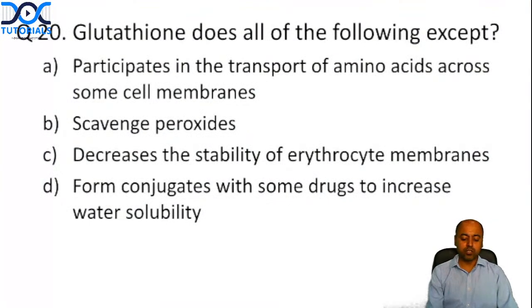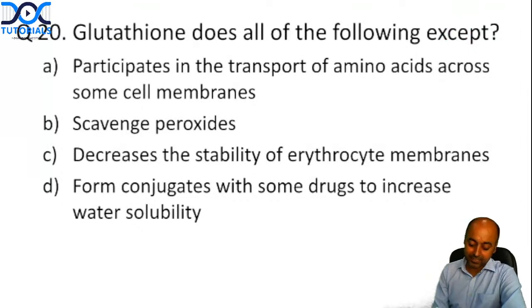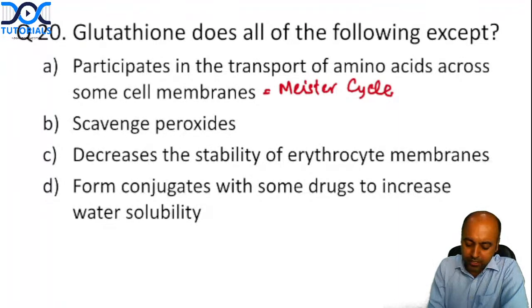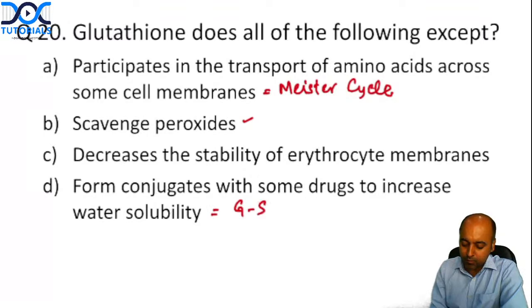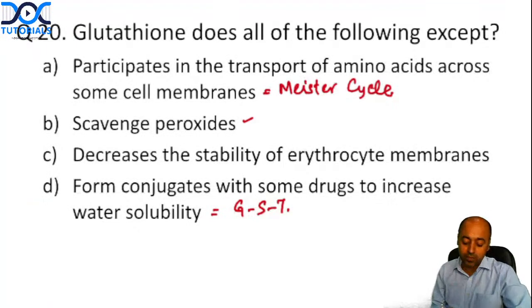Moving on to next question. Glutathione does all of the following except participate in transport of amino acid across cell membrane. This is true. This is known as the Meister cycle. Scavenges peroxides. This is also true. Forms conjugate with some drugs to increase water solubility. This is also correct, by the enzyme glutathione S transferase, known as the GST.